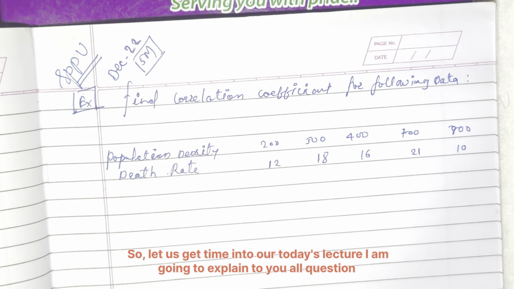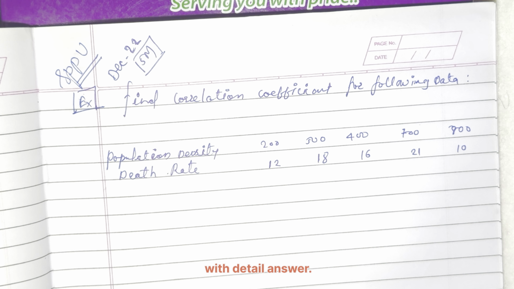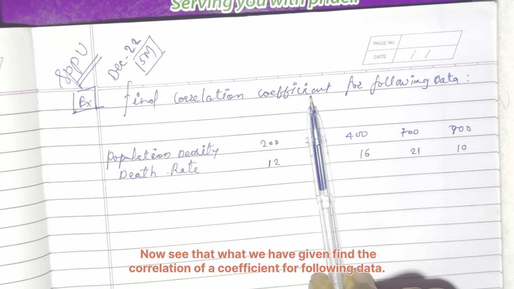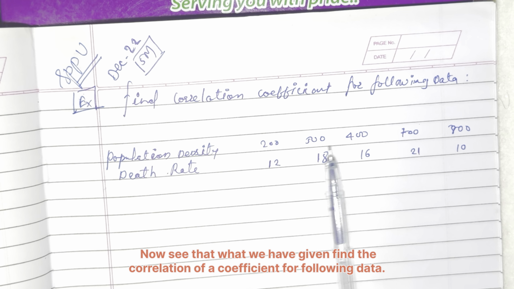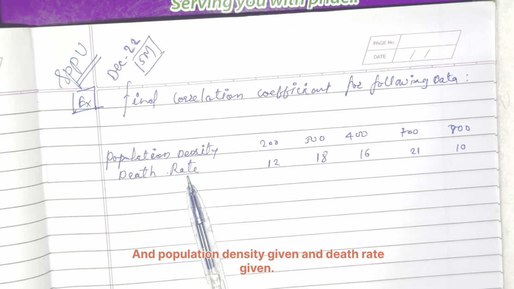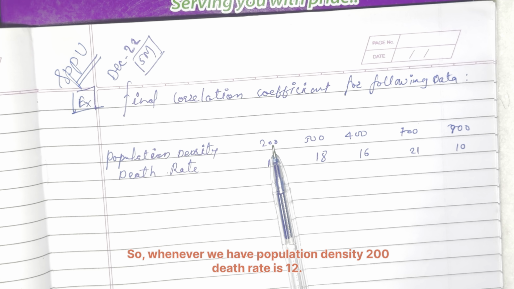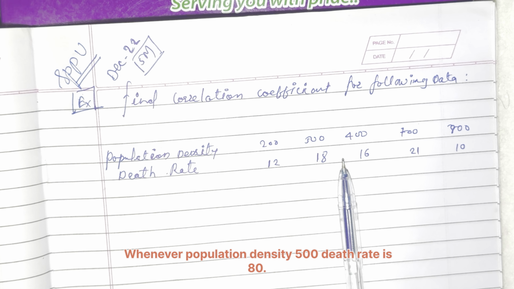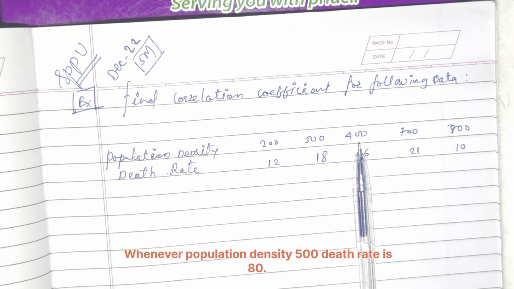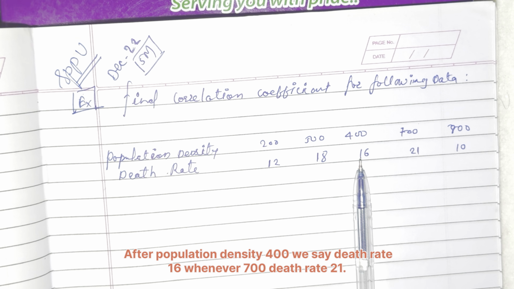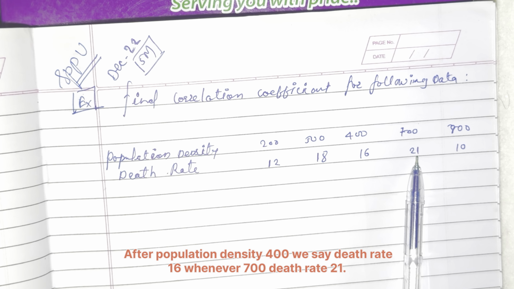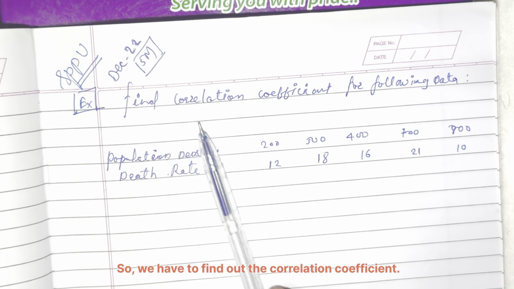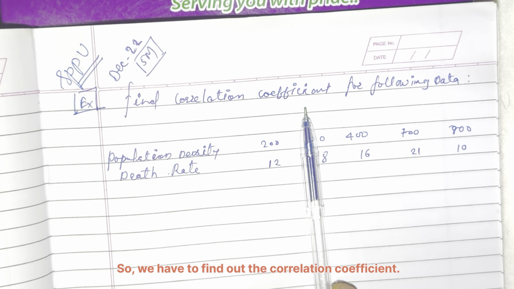I'm going to explain all the questions with detailed answers. Now see what we have been given: find the correlation coefficient for the following data. Population density and death rate are given. Whenever population density is 200, death rate is 12. Population density 500, death rate 18. Population density 400, death rate 16. Whenever 700, death rate 21. 800, and death rate 21. So we have to find the correlation coefficient.